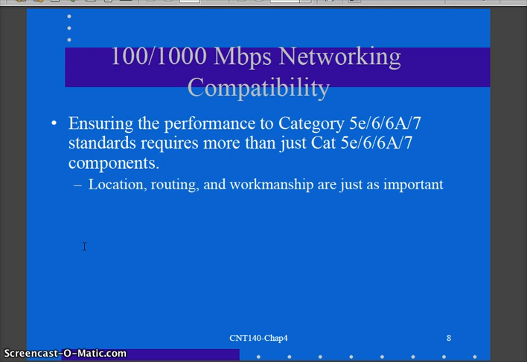The old saying: your system's only as good as the weakest link, right? That is true. If I install Category 6 cabling but I use 5E patch cables, my system is basically only useful to 5E levels. It is as strong as the weakest link. So I need to make sure all my components match the standard, but I also need to make sure my techniques, locating the cable, routing the cable, and installation techniques, are just as important. Those are things we're going to cover as the semester goes on.